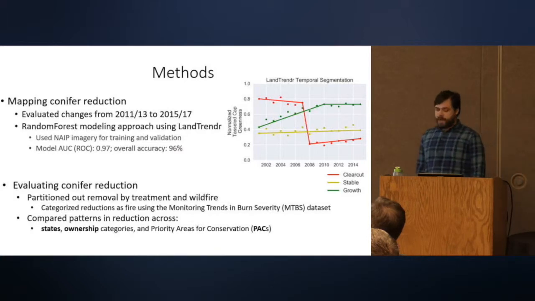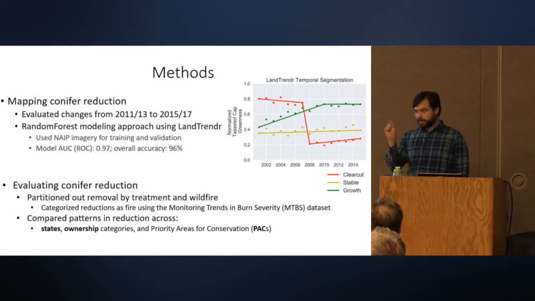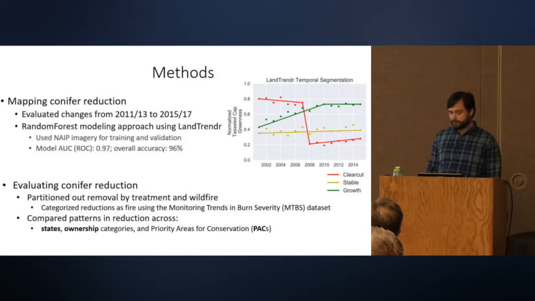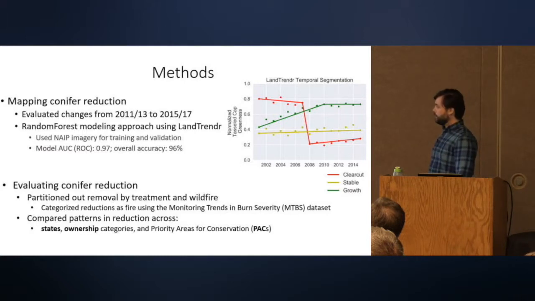So what did we do? We mapped conifer reduction across the sage-grouse range over the time period from 2011 and 13 to 2015 and 17. And the actual year span varies by state depending on when we had the right imagery available to train these models. And we did this using a random forest modeling approach coupled with LandTrendr temporal segmentation. And so this LandTrendr temporal segmentation helped us to really pick out some of the signals that we were looking for from what otherwise might just be a fairly noisy Landsat time series data set.